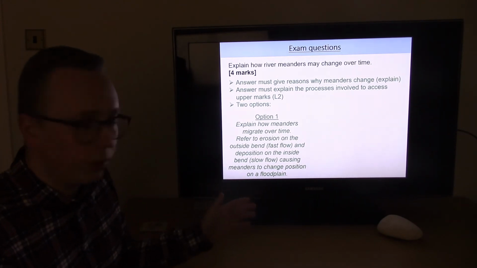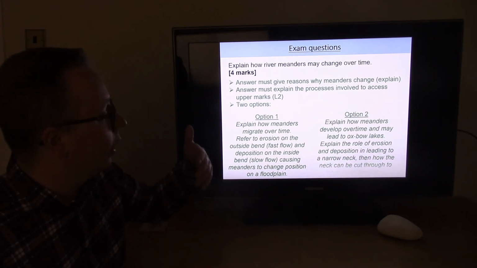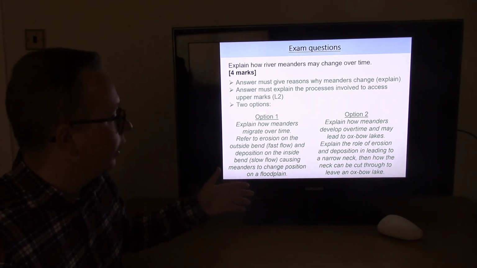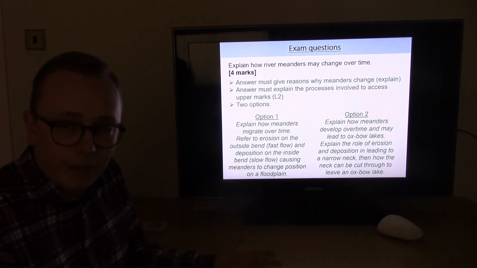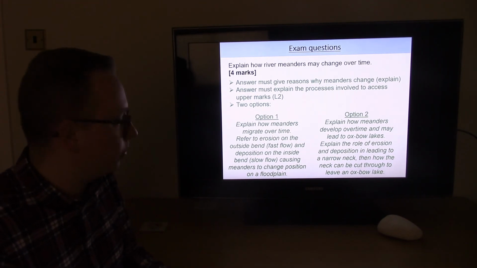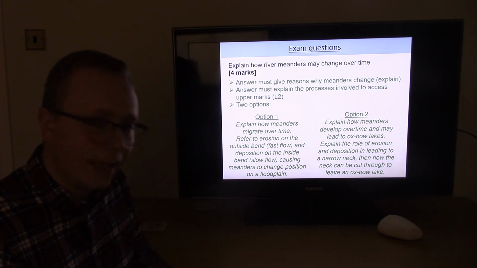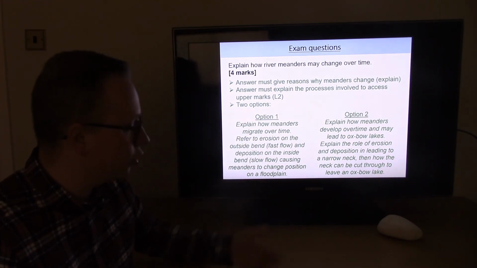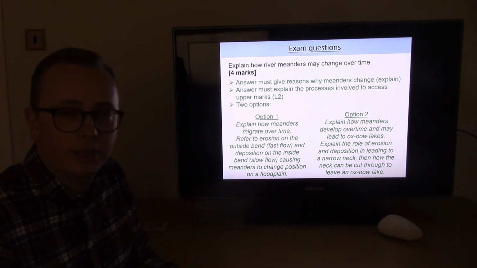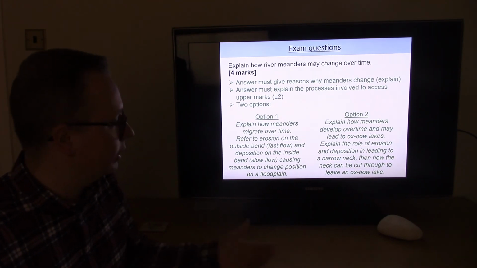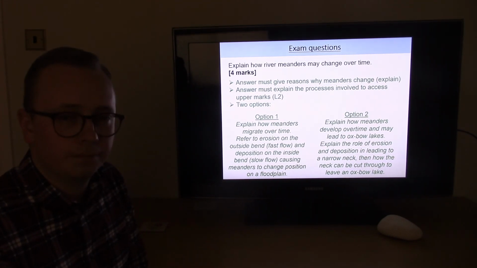The other option about change over time is how meanders eventually form oxbow lakes. So explaining how as the meanders develop and get bigger, that neck gets smaller until eventually it's cut through to form an oxbow lake. And again, you'll be referring to those specific processes of erosion. You'll be talking about the difference in speed of the water on either side of the channel in order to lead to that oxbow lake formation.